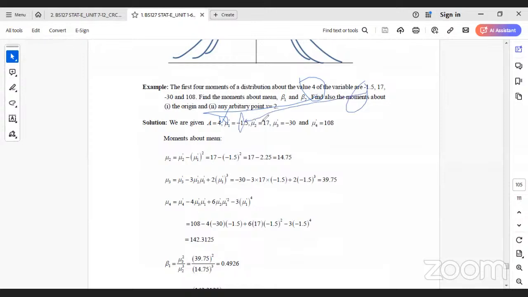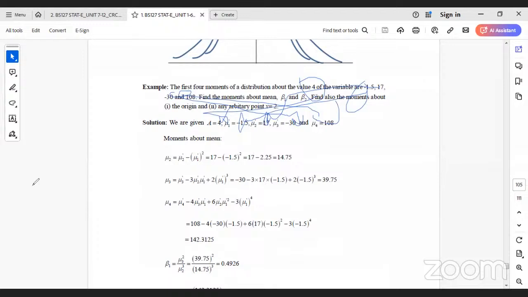Mu1 equals minus 1.5. Very good. Mu2 equals 17. Mu3 equals minus 30, and mu4 equals 108. Very good. What is your name? Akila. Good. So the moments here, mu1 minus mu1 dash is equal to 0.